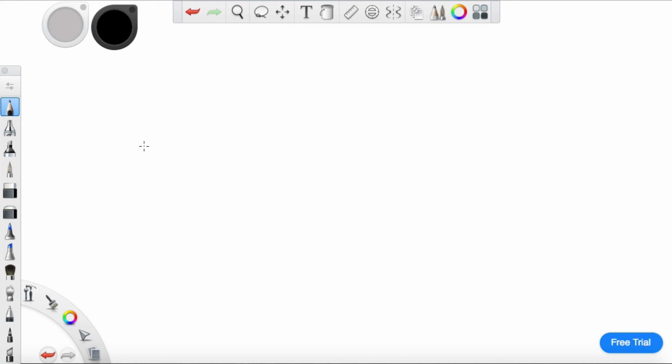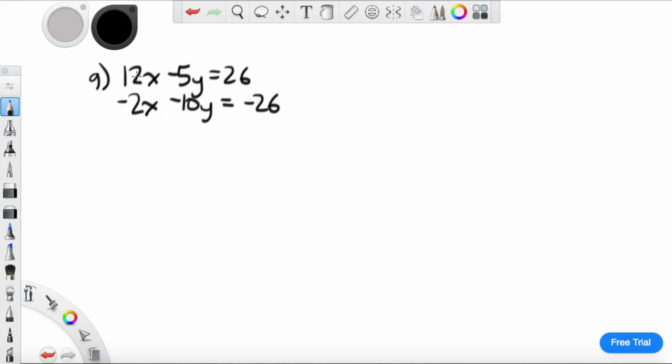Our next method is going to be by elimination. So let's take a look at number 9. Okay? I've got 12x minus 5y equals 26, and I've got negative 2x minus 10y equals negative 26. Okay, so it looks like there's two ways I could do this. Basically, what I'm going to try and do is make it so that when I line my equations up, I'm able to just directly subtract, so you eliminate one of your variables.